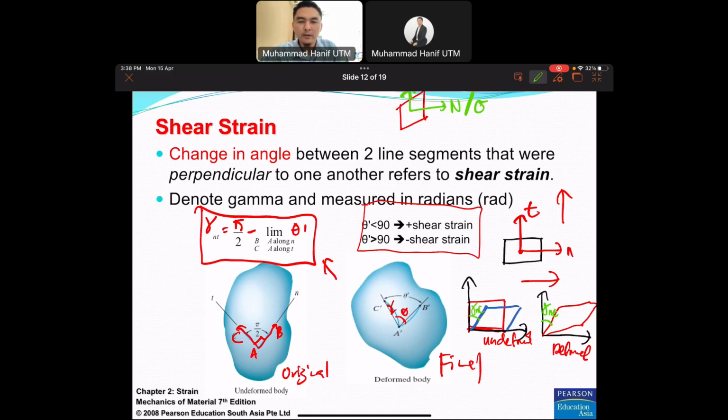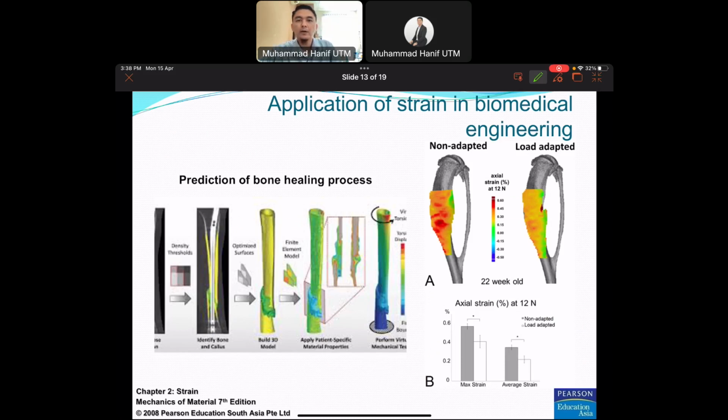Okay, because solid mechanics does not have one solid answer. The answer will be different for every single case. Okay, it should be different. So you have to make sure that you do a lot of exercises to understand everything. Okay, I move to the next slide, which is the application of strain in biomedical engineering.